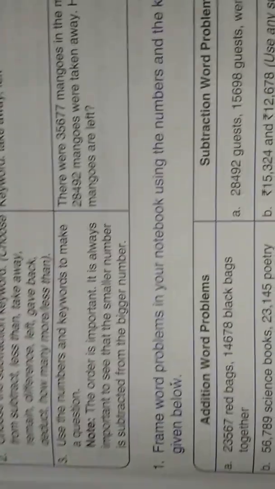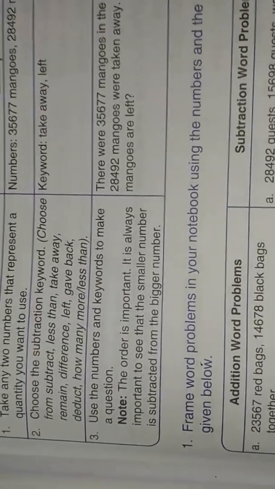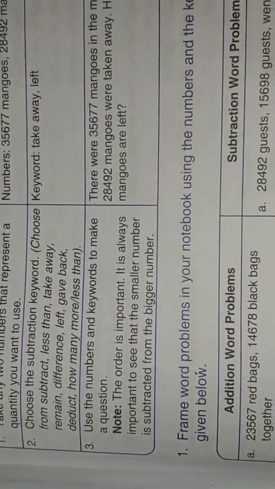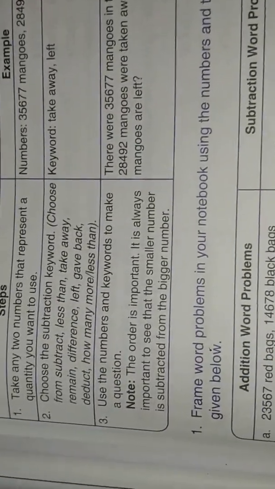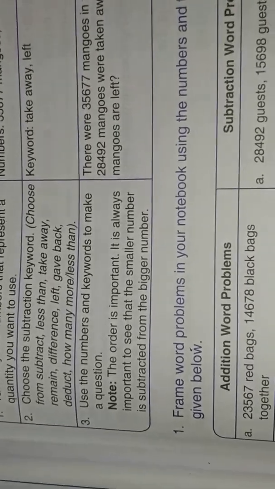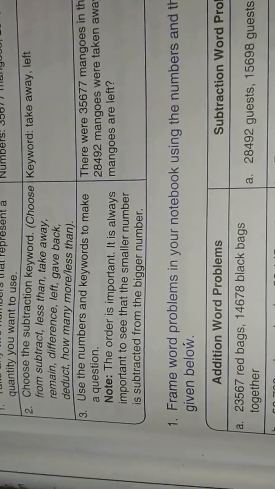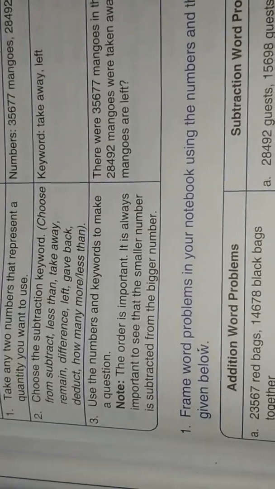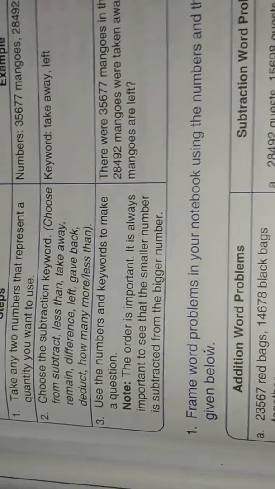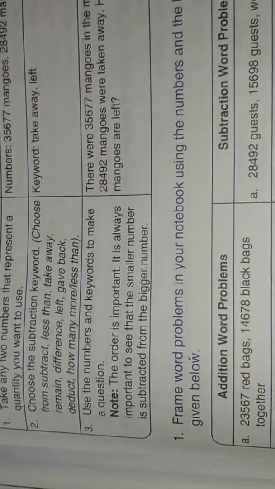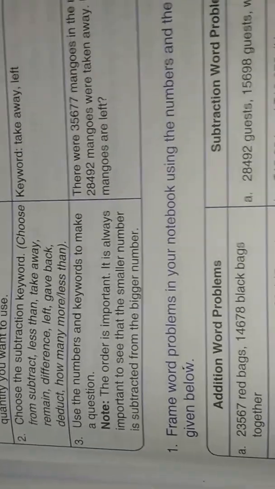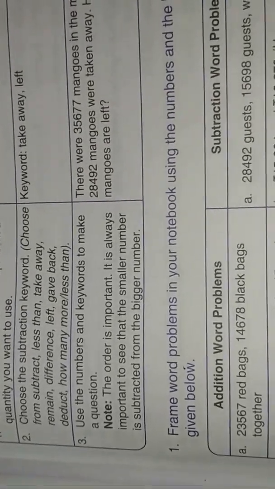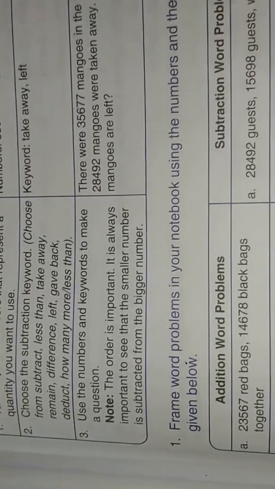Now the third step is to use the numbers and keywords to make the question. अभी क्वेश्चन बनाने के लिए हमें क्या करना है? We have to use the numbers and keywords. Whenever you use the numbers and keywords in framing subtraction word problems, at that time you have to follow the highest importance of the order. The order is important. It is always important to see that the smaller number is subtracted from the bigger number, smaller number को bigger number से subtract होना चाहिए. We have to always fix that in our mind.